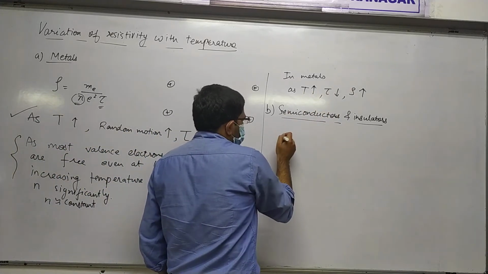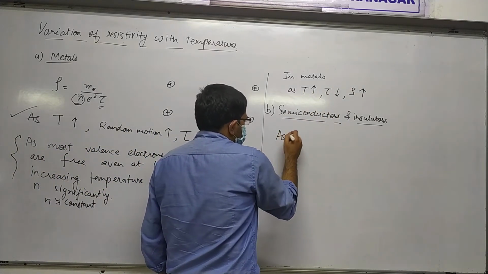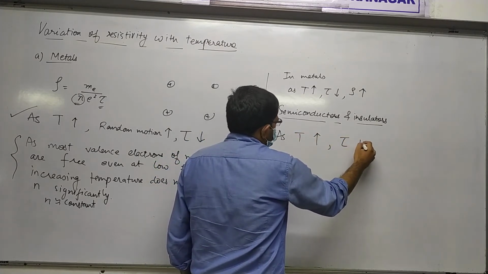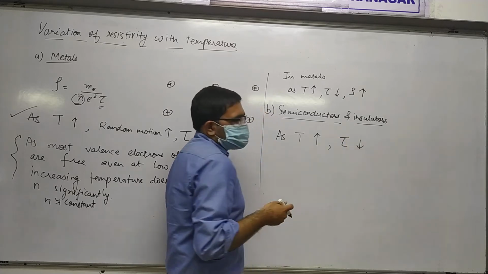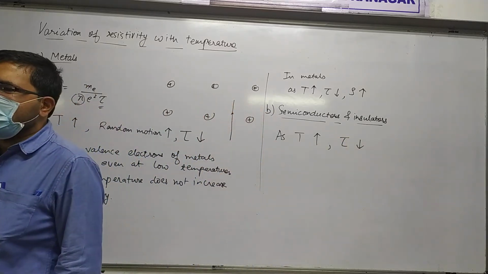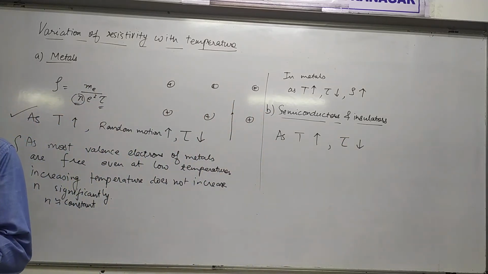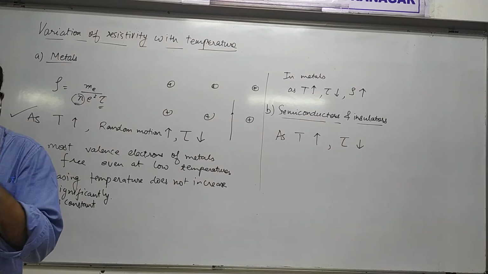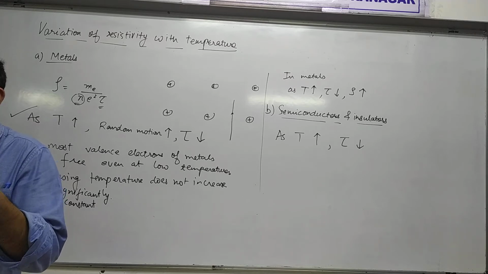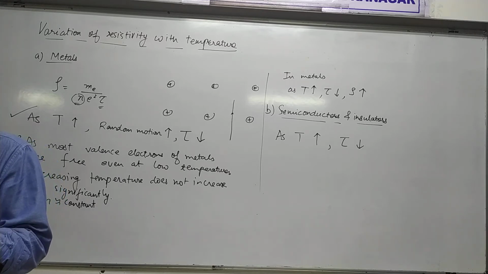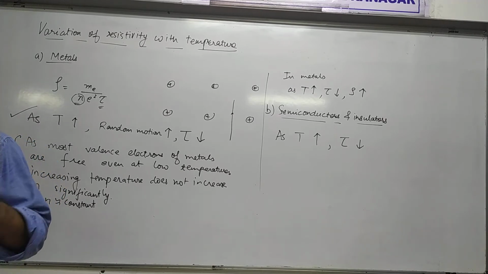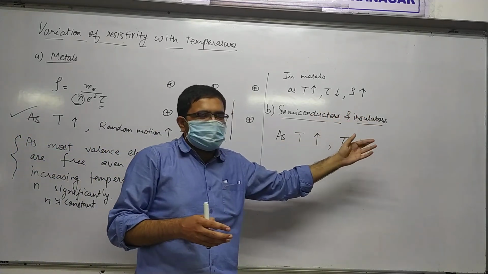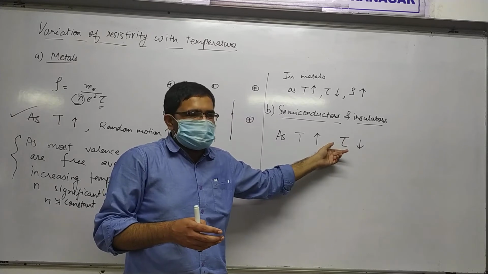So for semiconductors or insulators, as temperature will rise, obviously relaxation time will decrease. There is no doubt about it. If temperature increases, what will happen? Random motion will be more vigorous. More random motion will be. So random motion વધી જાય તો relaxation time ઓછો થઈ જ જવાનો છે. Clear or not? That means that factor is trying to increase resistivity.